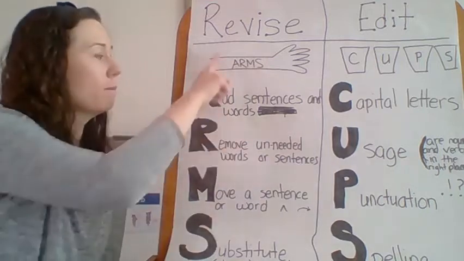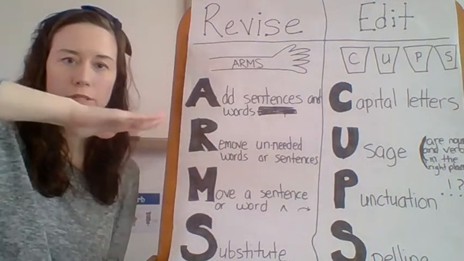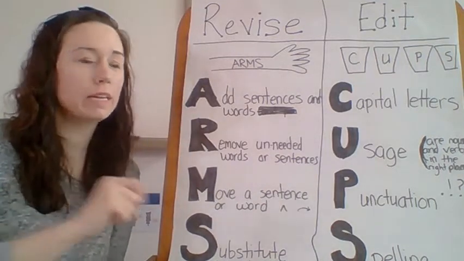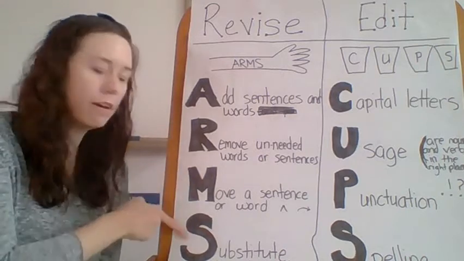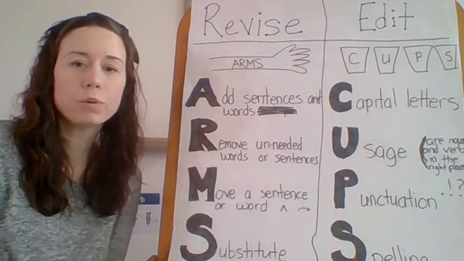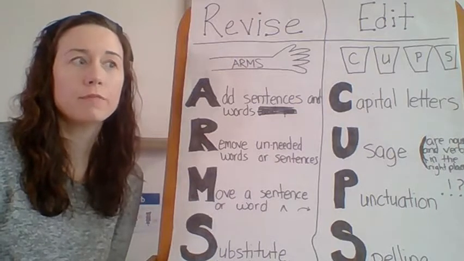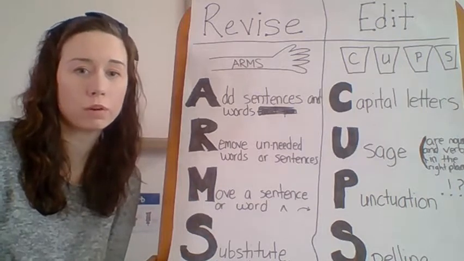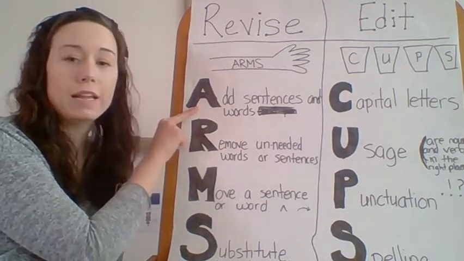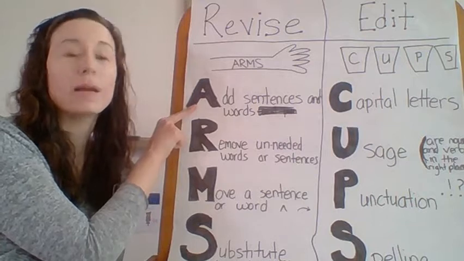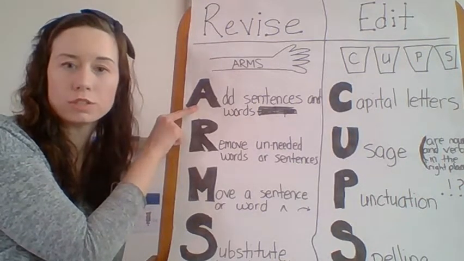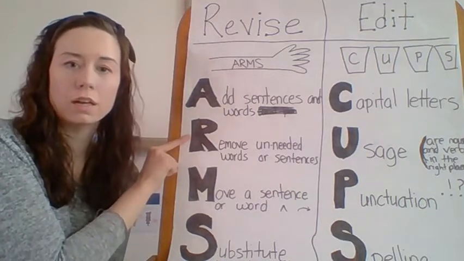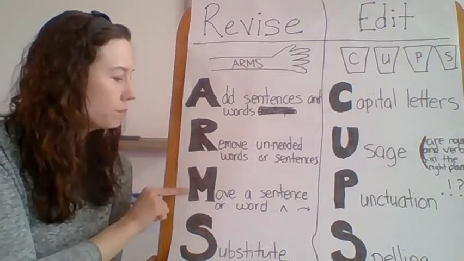So these things here focus on the acronym ARMS to help you. As you're reading through your story one, two, three, four times, you're going to focus on making sure your story makes sense and it's the best it can be for your reader. So A, adding sentences or words to your story with a mountain. R, removing unneeded words or sentences.